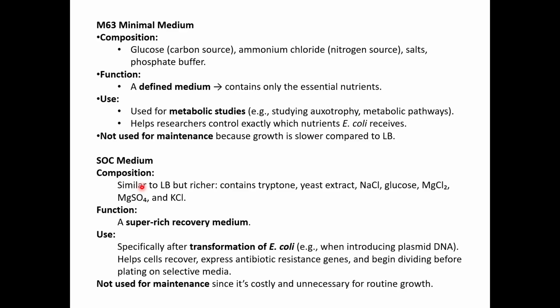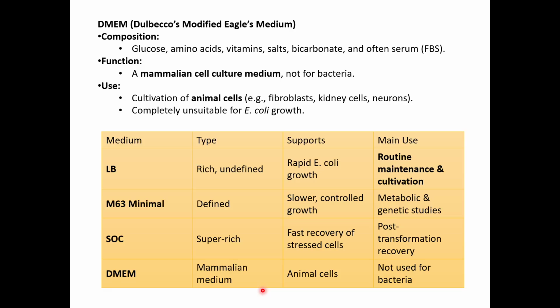SOC medium is similar to LB, but it has richer components. It contains tryptone, yeast extract, sodium chloride, glucose, magnesium chloride, magnesium sulfate, and KCl. Its function is as a super rich recovery medium. Specifically, after the stress of transformation, when introducing plasmid, the super rich medium helps the cells recover, express antibiotic resistance genes, and begin dividing before plating on the selective media. It is not used for maintenance since it's costly and unnecessary for routine growth.